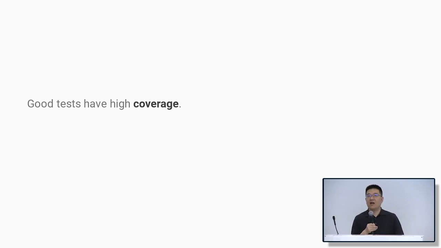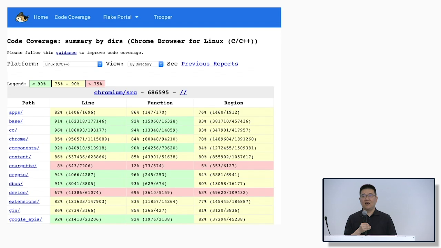And a good test has high coverage. Everybody knows code coverage is important, right? I'm putting it this way: good coverage doesn't mean you have a good test. But the other way around, a good test must have high code coverage. So coverage is, we built the coverage tools, thanks to the people working on that. Currently in Chromium, we support Linux, C and C++, and Java on Android.